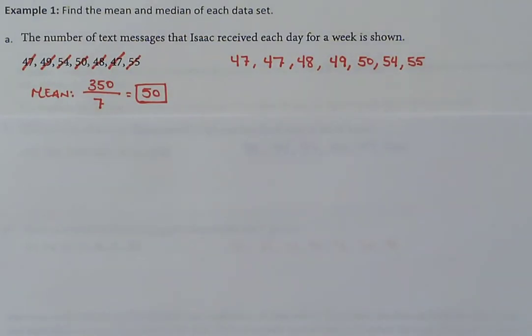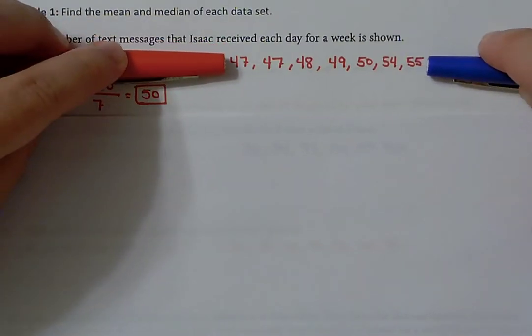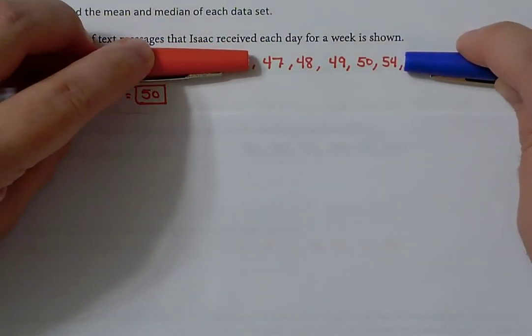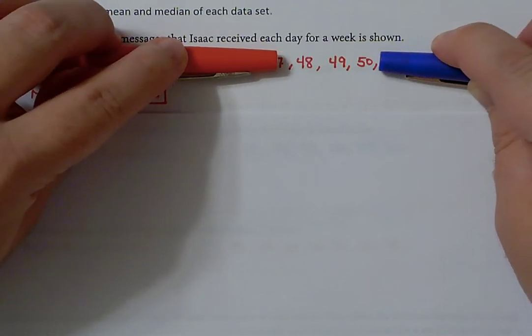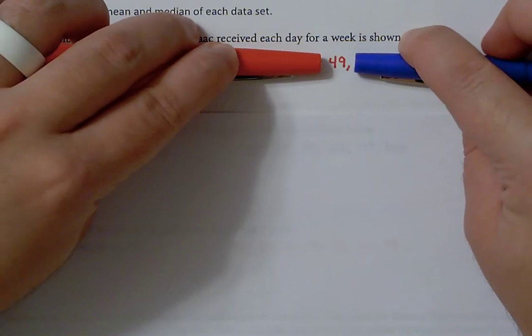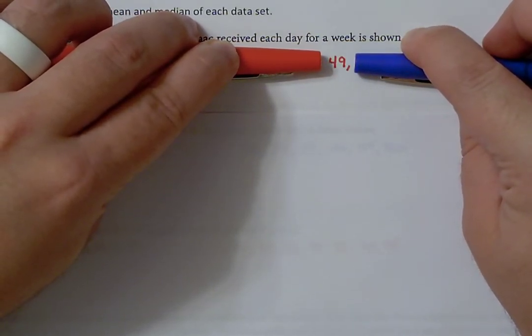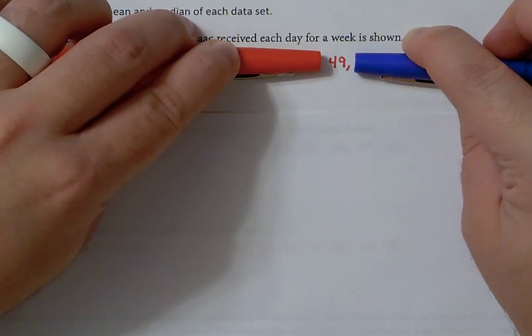All right, now to find the median is going to be the middle number. So we're going to start at both ends of our data set in order, and we're going to work our way towards the middle. So if we start at both ends, we start at 47 and 55, and then we go to 47 and 54, and then we have 48 and 50, and I am down to one number. If you make your way down to one number, then that one number is going to be your median.